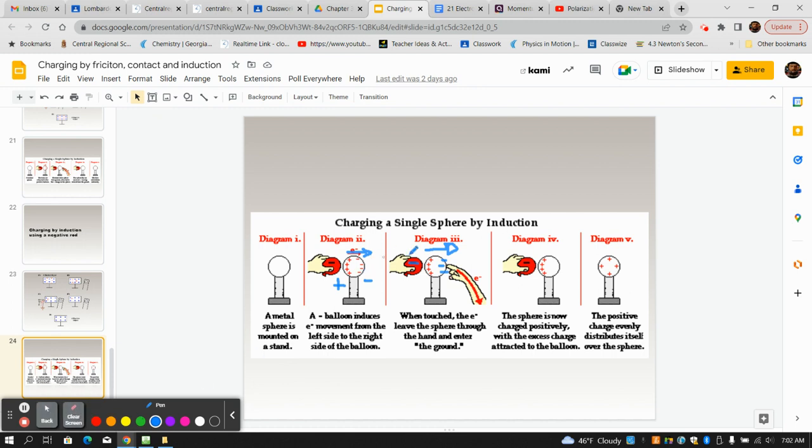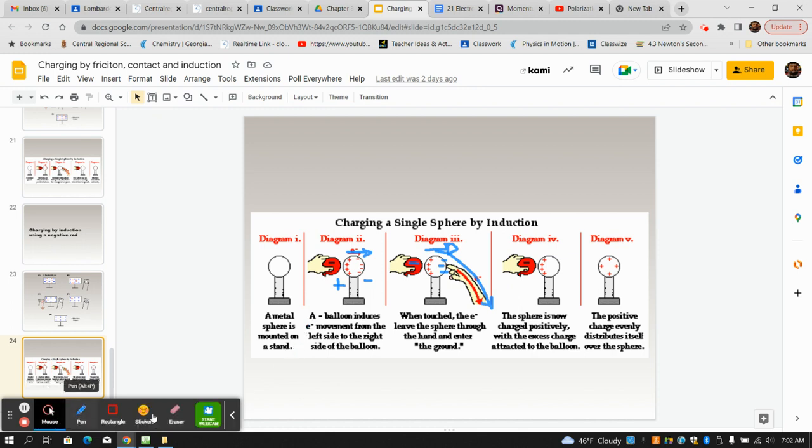They want to go as far away to the right as they can. Now, when we provide a path to the ground, well, guess what? They can keep moving. So that's what they're going to want to do. And then when we take our hand away and let go, now we're left with overall positive charge. So induction is going to give us the opposite charge here.